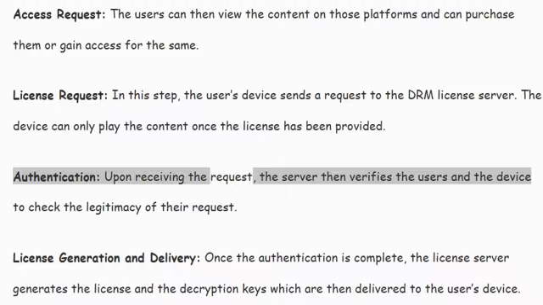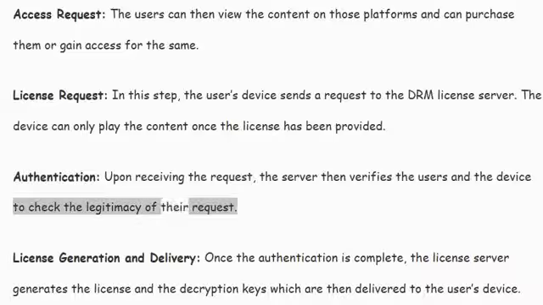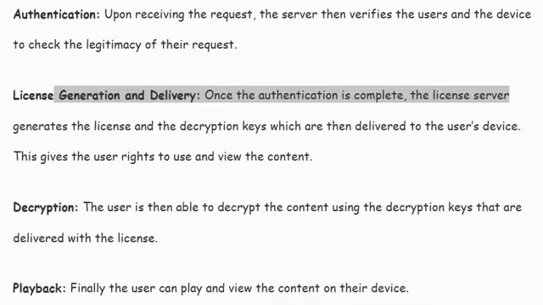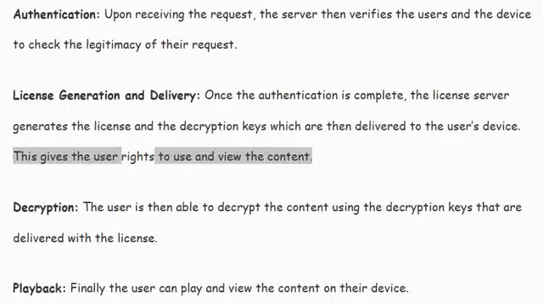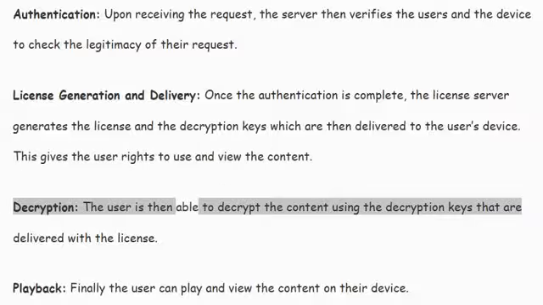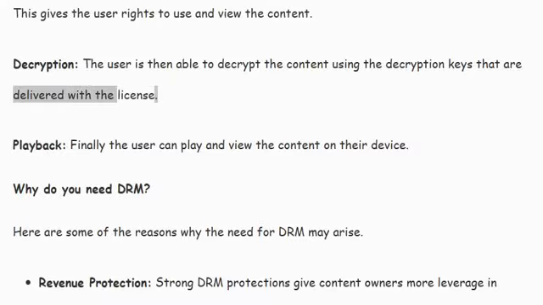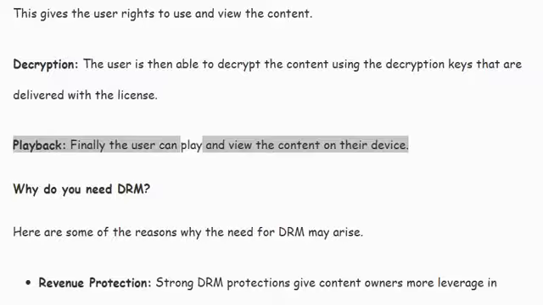Authentication. Upon receiving the request, the server then verifies the users and the device to check the legitimacy of their request. License generation and delivery. Once the authentication is complete, the license server generates the license and the decryption keys, which are then delivered to the user's device. This gives the user rights to use and view the content. Decryption. The user is then able to decrypt the content using the decryption keys that are delivered with the license. Playback. Finally, the user can play and view the content on their device.